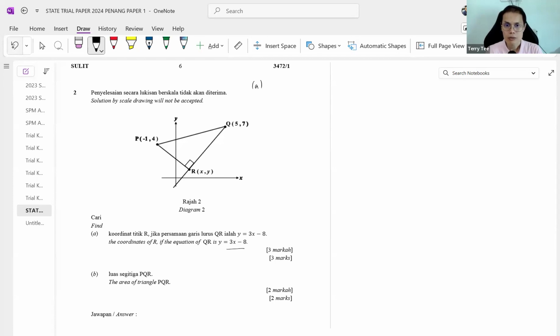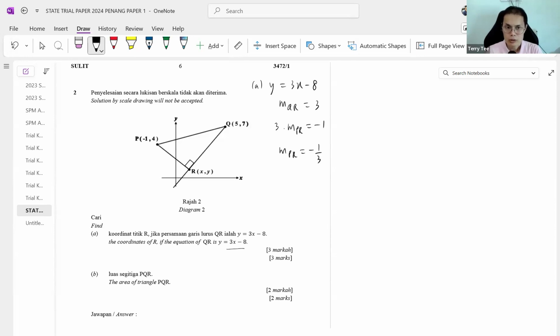Equation of line QR is y equals 3x minus 8. We need to find the gradient of this line. Very simple, this is already in the form y equals mx plus c. So your gradient of QR is 3. All right, your perpendicular line is PR. We take the gradient of QR multiplied by the gradient of PR, and the result is -1. The gradient of PR is therefore -1/3.